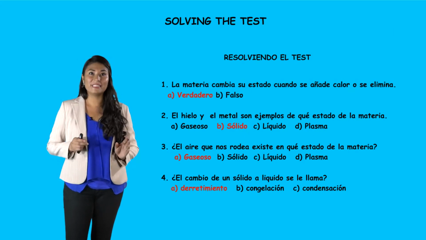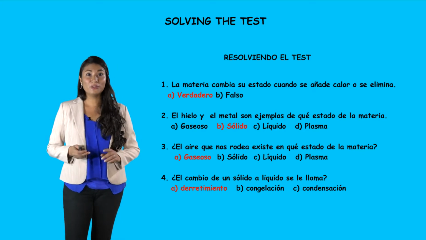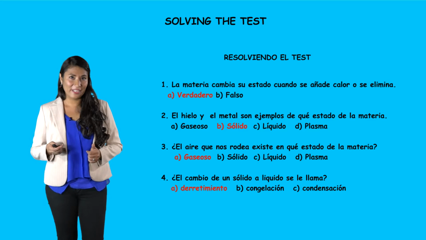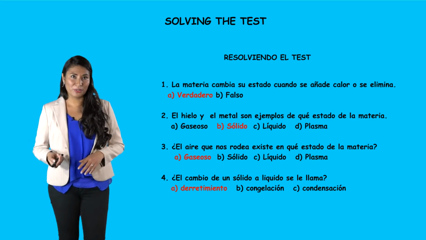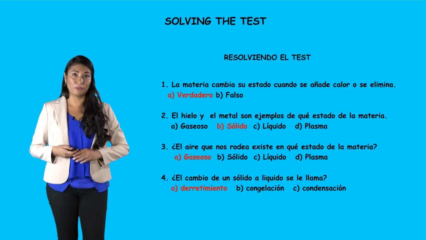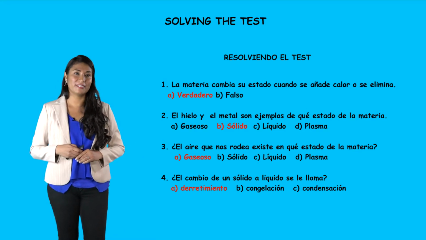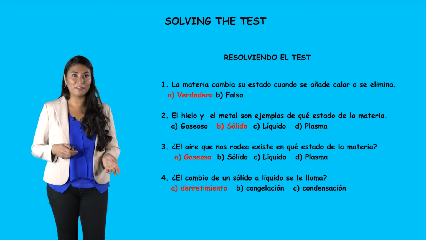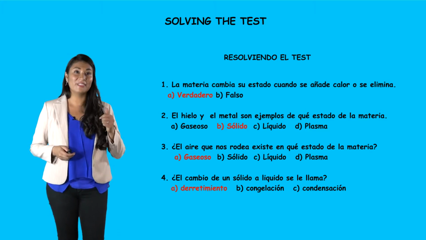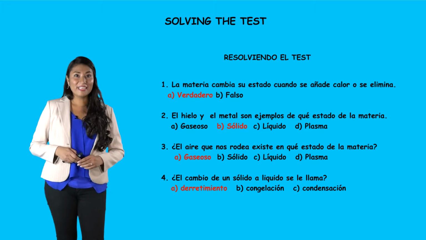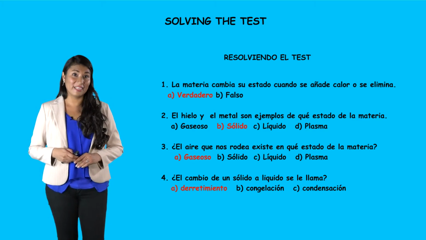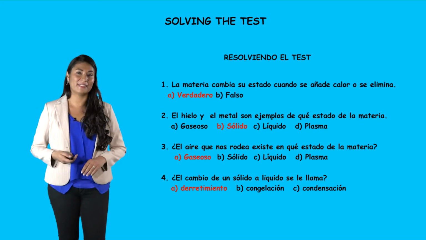Now, let's solve the test together. If your answer was true in the question number 1, you are totally right. For the question number 2, if ice and metals are examples of which state of matter, your answer was letter B, you are wonderful. In the case of the number 3, if air around us exists in which state of matter, your answer was gas, congratulations. And finally, the changing of a solid to a liquid is called, if your answer was the letter A, melting, you are amazing.